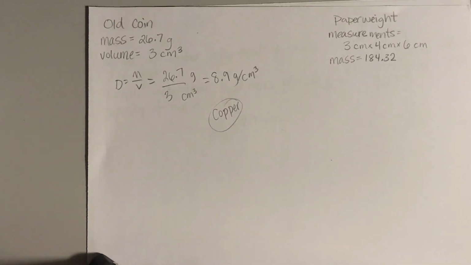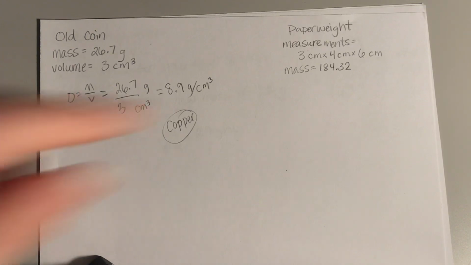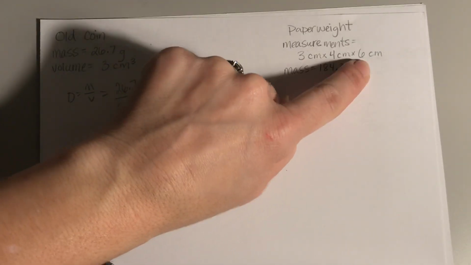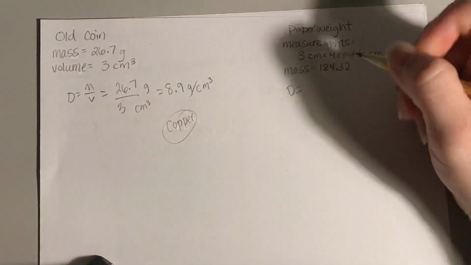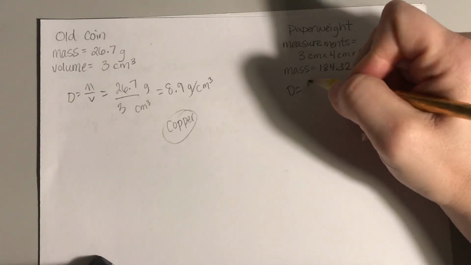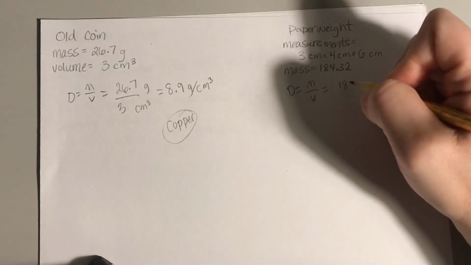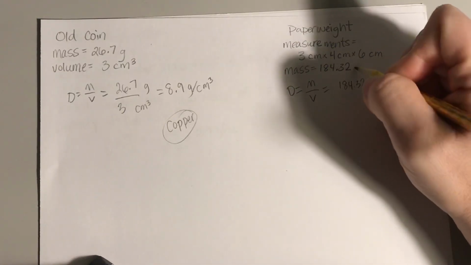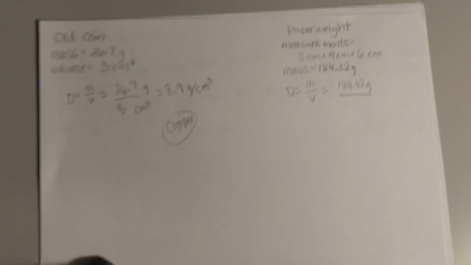All right, the next question. A rectangular block of material is on your dad's desk that acts as a paperweight. The measurements are 3 by 4 by 6 centimeters and it has a mass of 184.32 grams. So determine what the paperweight is made out of. Again, we're going to check the density and compare that to the chart in your notes. Density is equal to mass over volume. So the mass is 184.32, and that was grams.